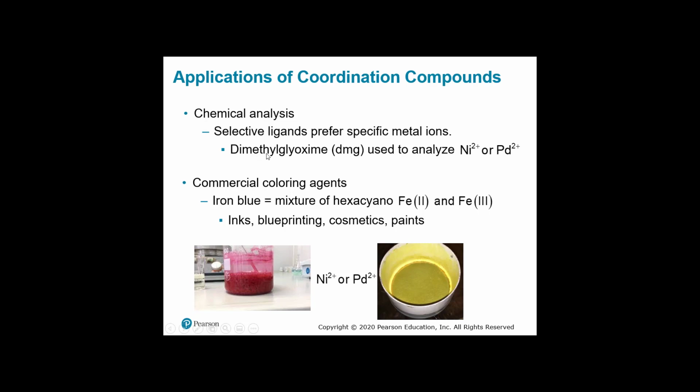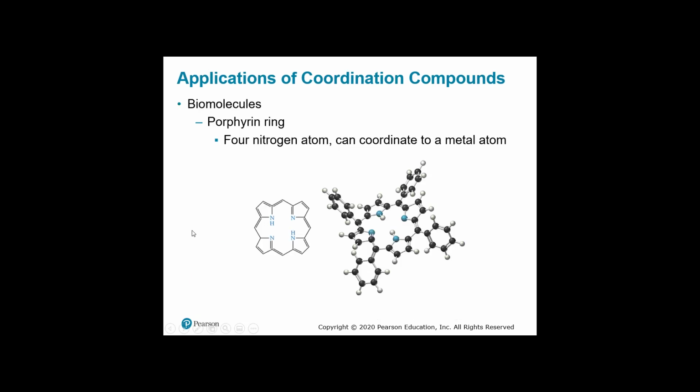And you can add this ligand into solutions and it will prefer, so selective ligands prefer specific ions. So depending on the precipitate, you can determine if nickel is a part of the solution or palladium is a part of the solution. A red precipitate will be a nickel complex coordinating with the DMG, and palladium attaching to the DMG will give a yellowish precipitate. Coloring agents are also used: iron blue is a mixture of hexacyanoiron 2 and iron 3, used in inks, blueprinting, cosmetics, and so forth.